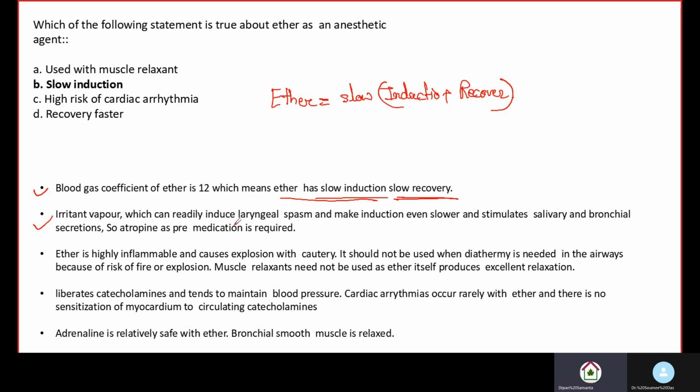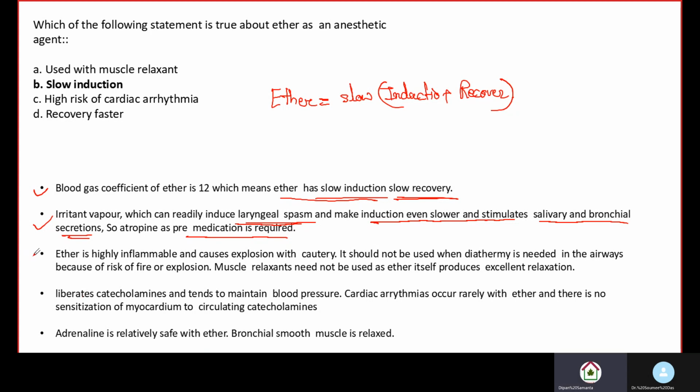It is an irritant vapor which readily induces laryngeal spasm, making induction even slower, and stimulates salivary and bronchial secretions, so atropine as pre-medication is required. Atropine, being anticholinergic, will decrease salivary and bronchial secretion. So before going for an irritant vapor as an anesthetic agent, we should use atropine.